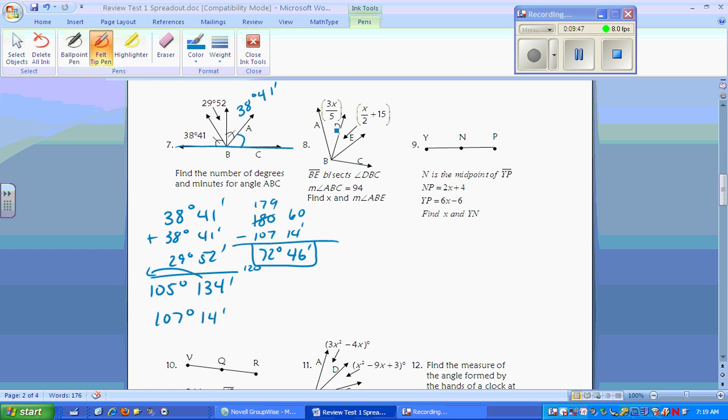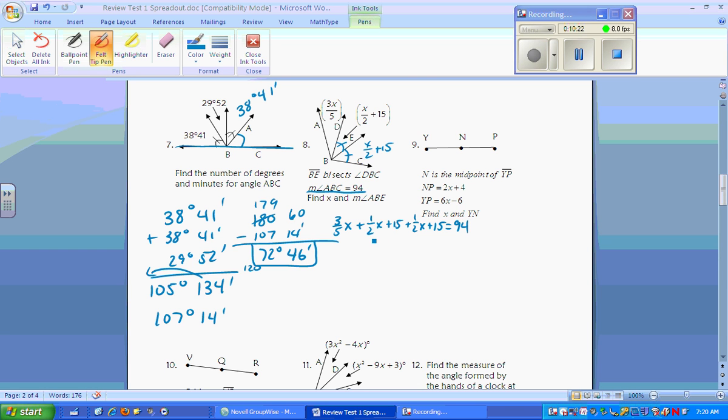Moving on to number 8. Number 8, we do know that BE bisects this angle, so this angle right here and this angle right here are congruent, so this is x over 2 plus 15. We also know that the angle itself ends up equaling 94. So ultimately, if you set this up correctly, 3 over 5x plus 1/2 x plus 15 plus another 1/2 x plus 15 equals 94.